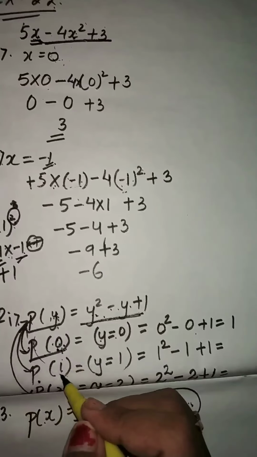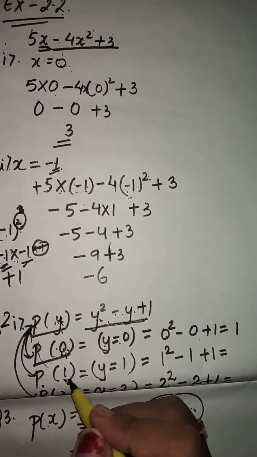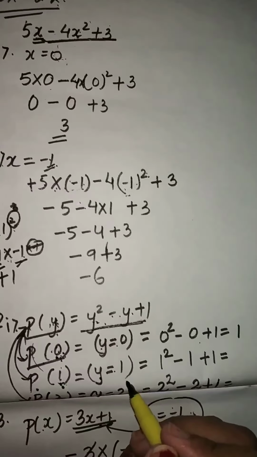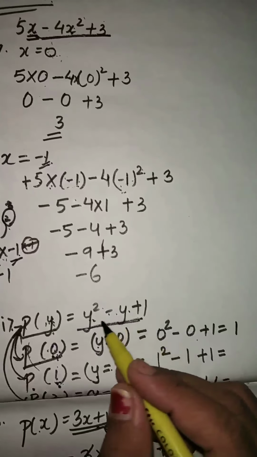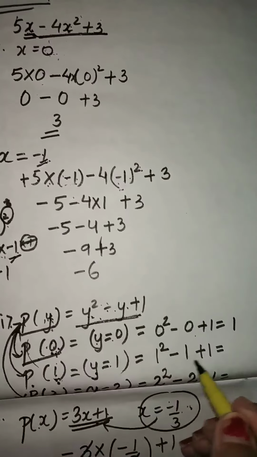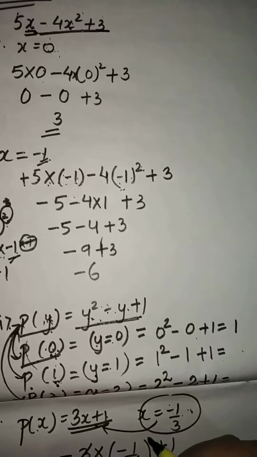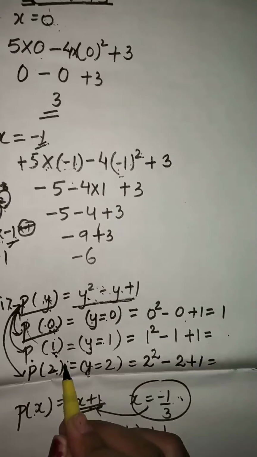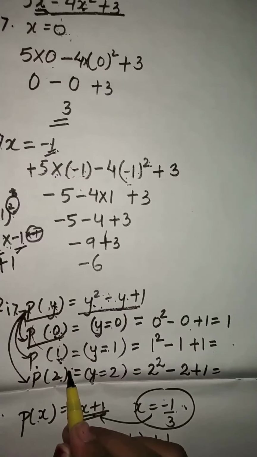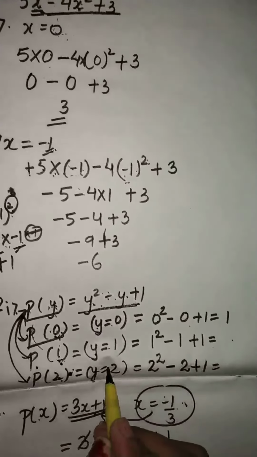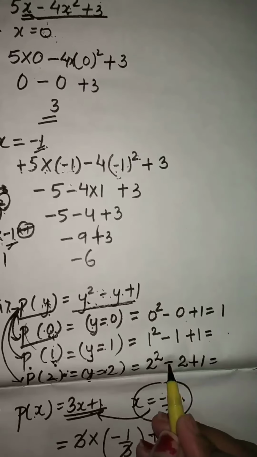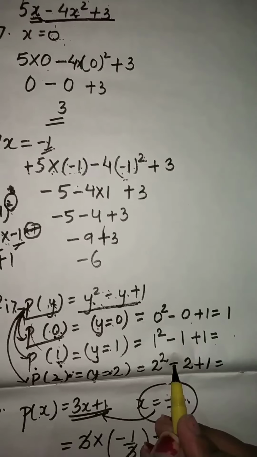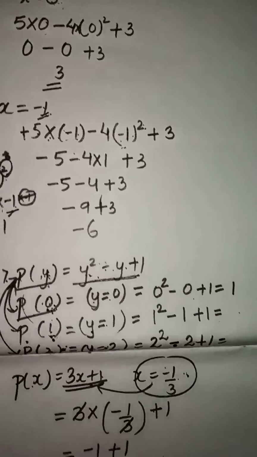Similarly, for P of 1, instead of y we have 1. So write the value 1 in the expression, and then solve it. Similarly, for P of 2, y is equal to 2, so put the value of y in the expression and then simply solve it. Okay, now come to the next one, that is question number 3.